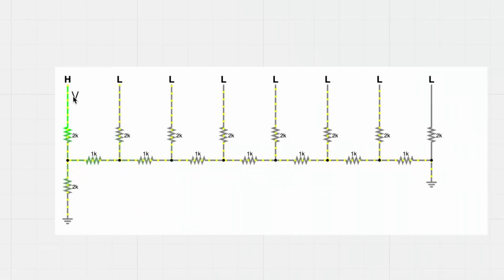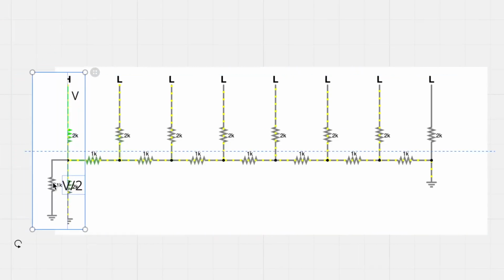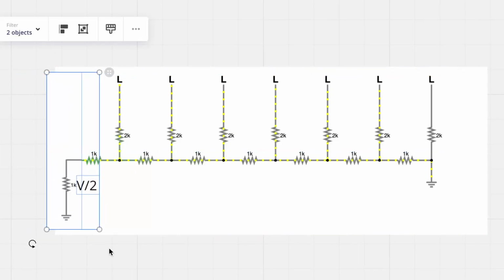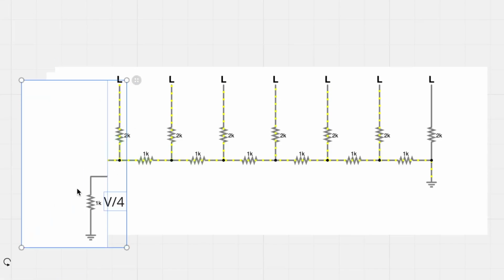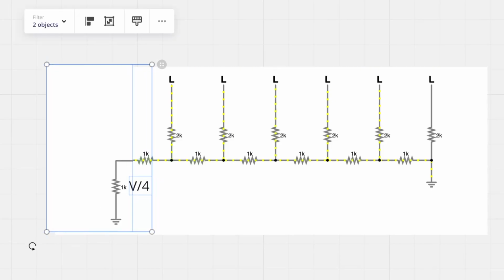So for the voltage of the leftmost branch, we'll set the voltage as V. And we have two 2K resistors going from voltage source to ground. So in the middle, it will be voltage over 2. And then because this is 1K and 1K, it's 2K again, and then it will be the same thing. So for the next one, it will be voltage over 4.